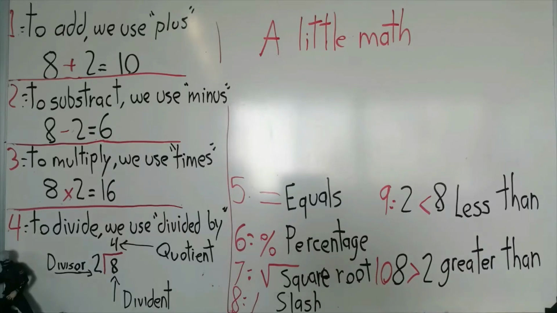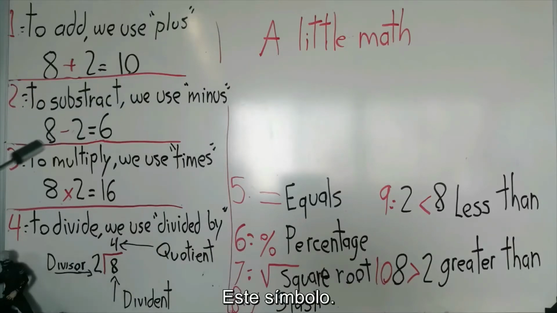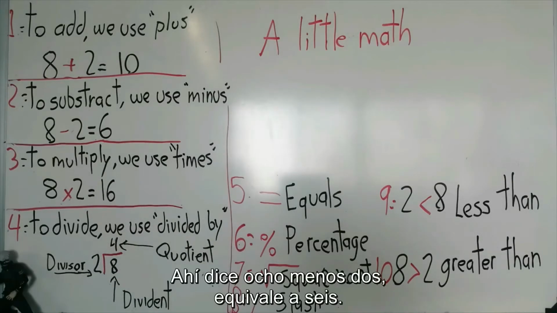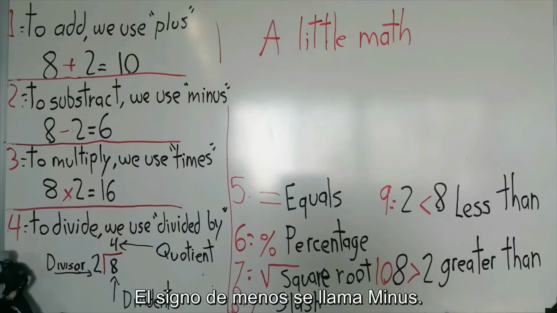Bien. Number 2, to subtract, para restar, we use minus. This sign, okay? So let's see. There it says 8 minus 2 equals 6. Okay? The minus sign is called, of course, minus.